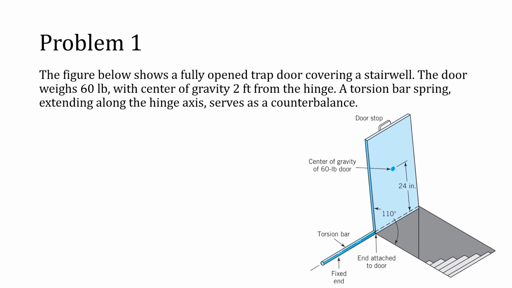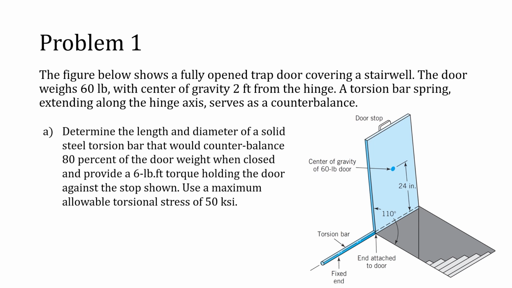Okay, so we're starting with problem 1. Here we have a figure that shows a fully opened trapdoor that covers a stairwell. The door weighs 60 pounds with a center of gravity 2 feet from the hinge, which is 24 inches. There's a torsion bar spring extending along the hinge axis, which serves as a counterbalance. So this is just this figure here.